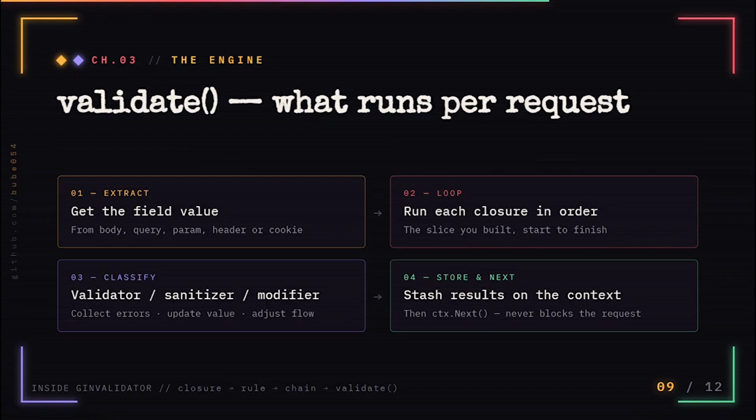That running phase lives in one method, Validate, in the validation_chain.go file, and it's the most important file in the repo. 4 steps. 1. Extract the field value from wherever it lives: body, query, param, header, cookie. 2. Loop through every closure you appended in order. 3. Classify each one. Validators collect errors. Sanitizers update the running value. Modifiers change control flow, like bail or negate or skip. 4. Store the results on the context and call context.Next. Notice that last part. Validation never blocks the request. It just records what it found.